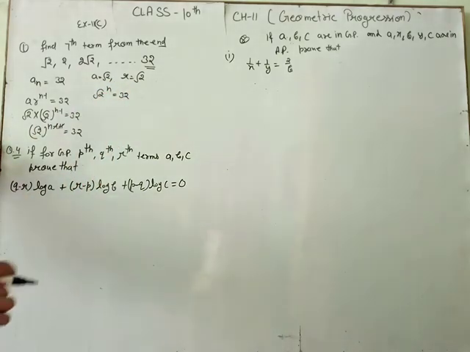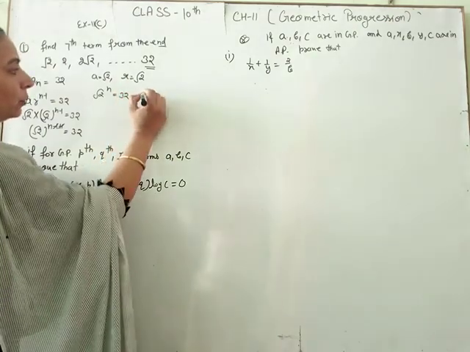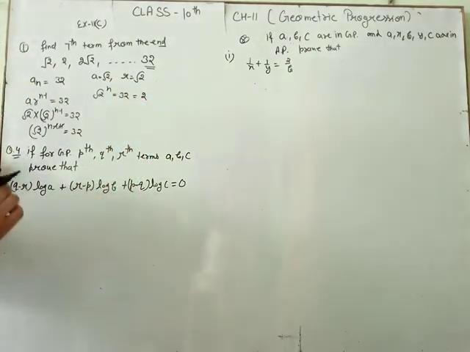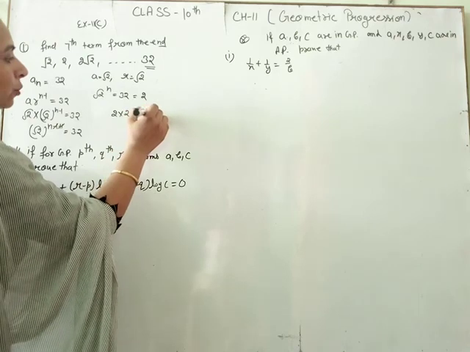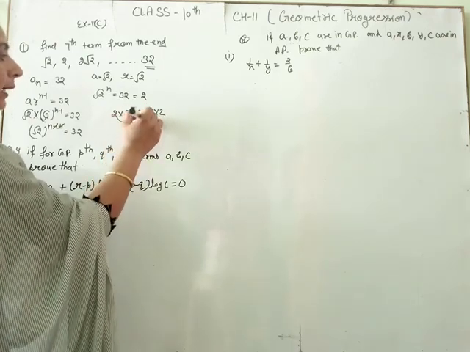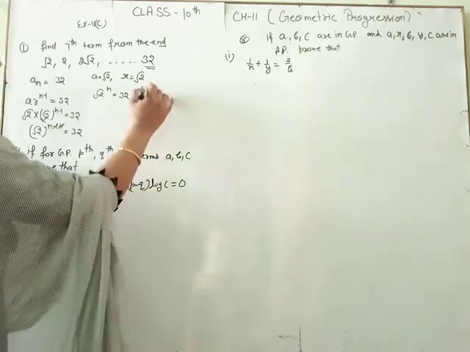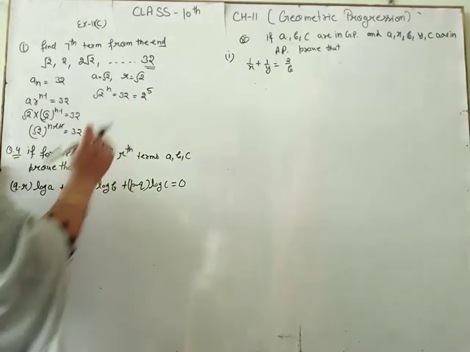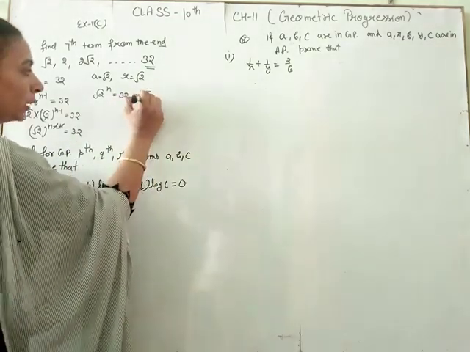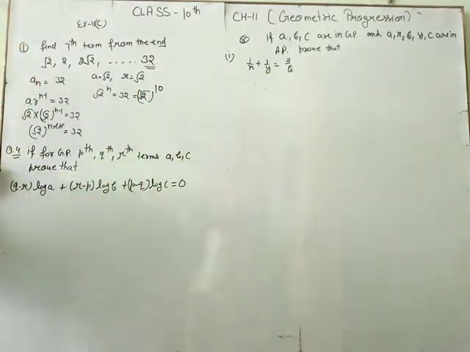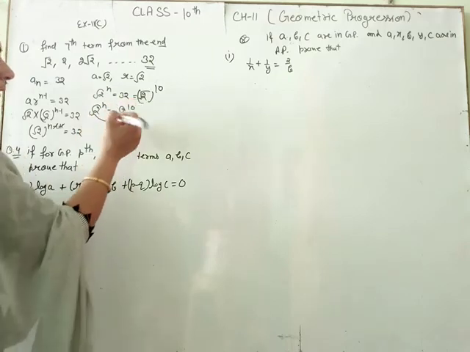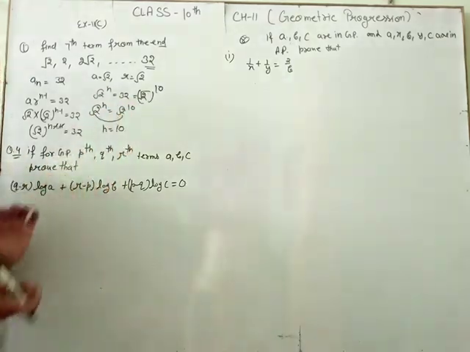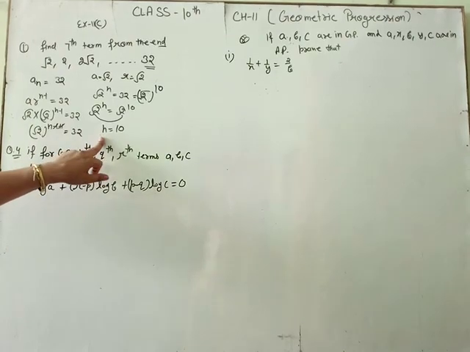And 32 equals 2 raised to the power 5: 2 multiplied by 2 is 4, 4 to 8, 8 to 16, 16 to 32, that is 2 raised to the power 5. And we write this as root 2 raised to the power 10. Then root 2 raised to the power n equals root 2 raised to the power 10, the powers are equal, so n equals 10. The number of terms is 10.